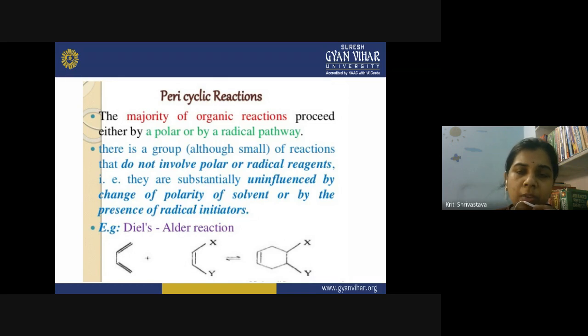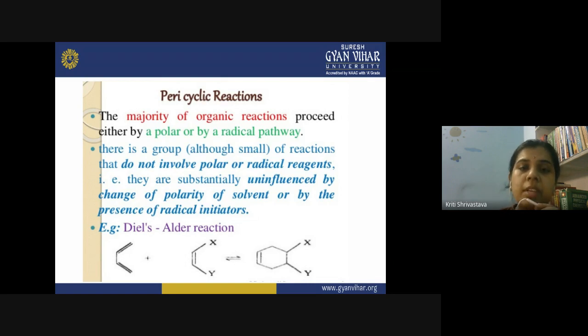In the majority of organic reactions, we have studied so many types of organic reactions, and we have discussed their mechanism. Most of them proceed by a polar or a radical pathway. A polar or radical pathway means they may have some transition state, they may have some intermediates, and generally they are carbocations, carbanions, or free radicals. So most of the organic reactions proceed like this.